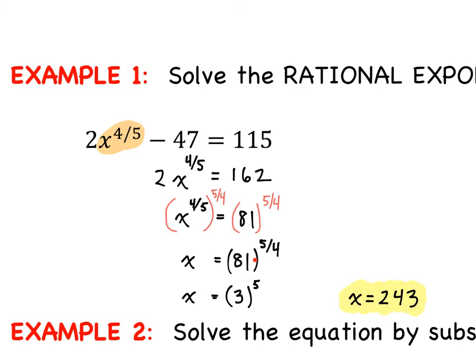Okay, so now this is where our powers come into play. This is really telling us to take the 4th root of 81, and then what we're going to do is raise it to the 5th power. Hopefully we remember that the 4th root of 81 is 3. And now we're going to take 3 and raise it to the 5th power, and we get our final answer.